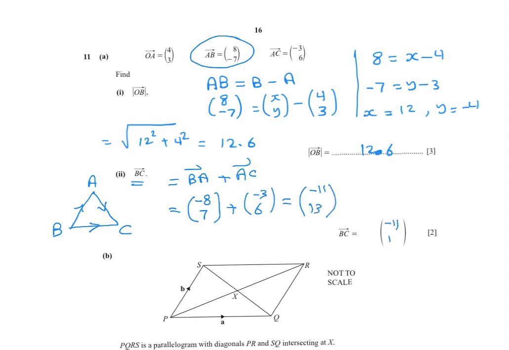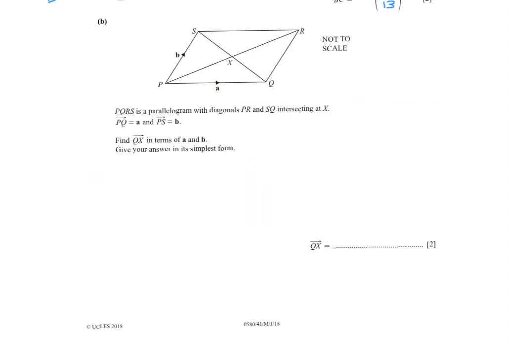BQRS is a parallelogram with diagonals BR and SQ intersecting at X. Given BQ equals a and BS equals b, find QX in terms of a and b.